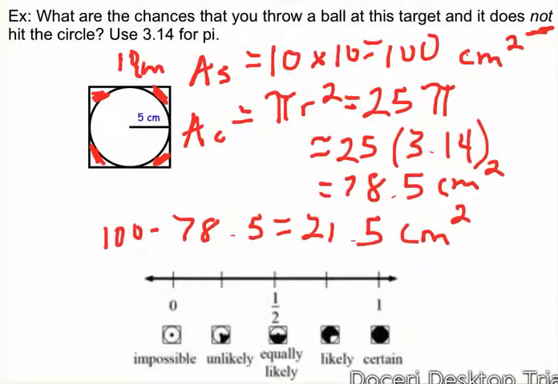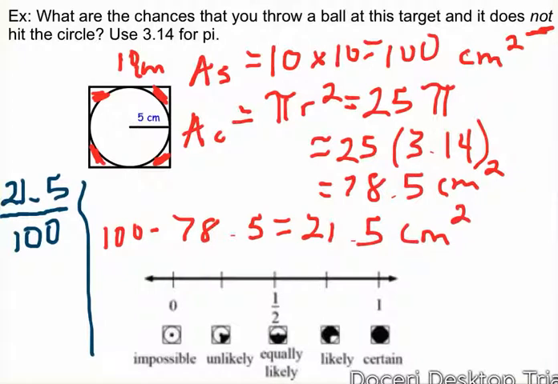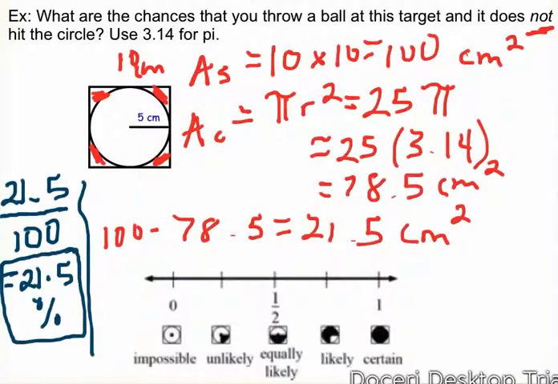21.5 square centimeters. Well, I'm a little out of room, so I'm going to do this off to the side in a different color. Okay? We're going to take that 21.5, which is the amount of space in the area outside the circle, over the total area of the square, and we're going to convert that to a percent. Well, 21.5 out of 100 is actually already in percent form, and it's 21.5%. So we can conclude that the probability of not hitting the circle is 21.5%. That means we have a 21.5% chance of not hitting the circle if we throw an object at that target.